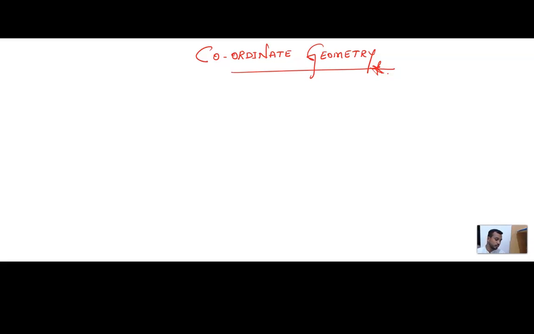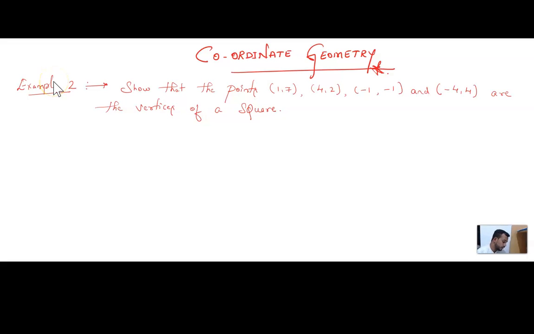So now we are going to continue the chapter Coordinate Geometry. Example number 2, let's see. Observe, students. Example number 2, what is the question? Show that the points (1, 7), (4, 2), (-1, -1) and (-4, 4) are the vertices of a square. Children, here we have to prove that these points are the vertices of a square.